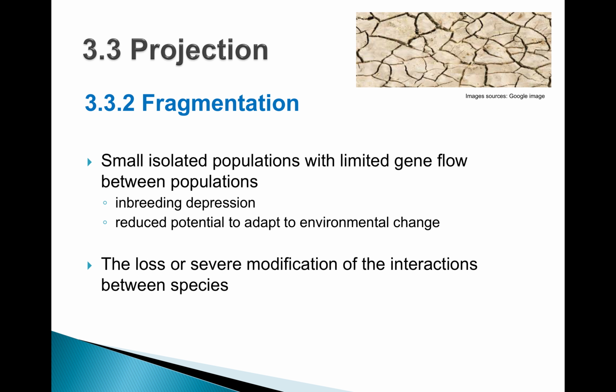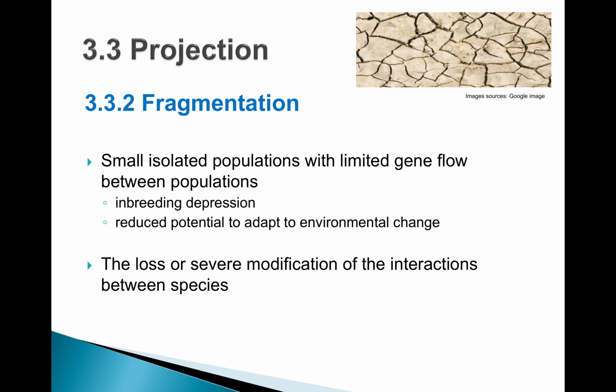The second one is the fragmentation. Clearing of native vegetation often results in fragmentation, the process by which initially continuous areas of habitat are separated into a number of smaller areas. Fragmentation impacts include the creation of small isolated populations with limited gene flow between populations, leading to inbreeding depression and reduced potential to adapt to environmental change.